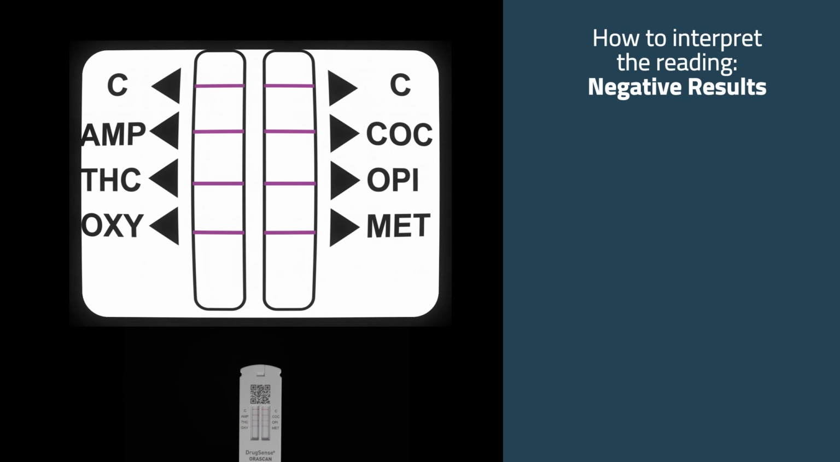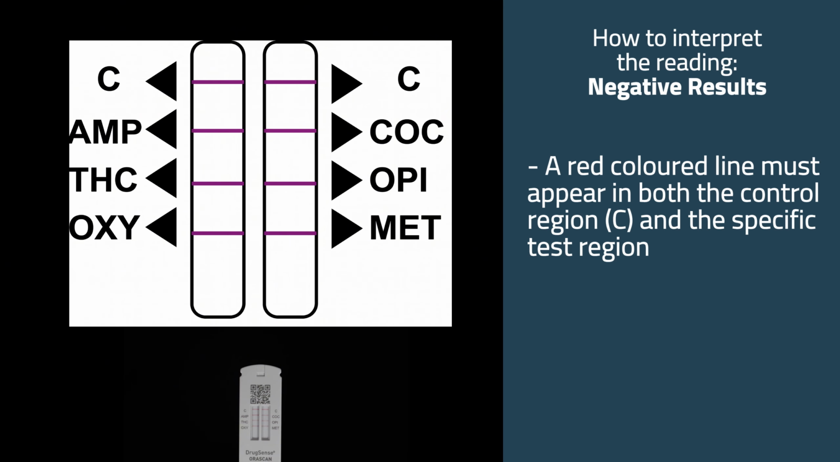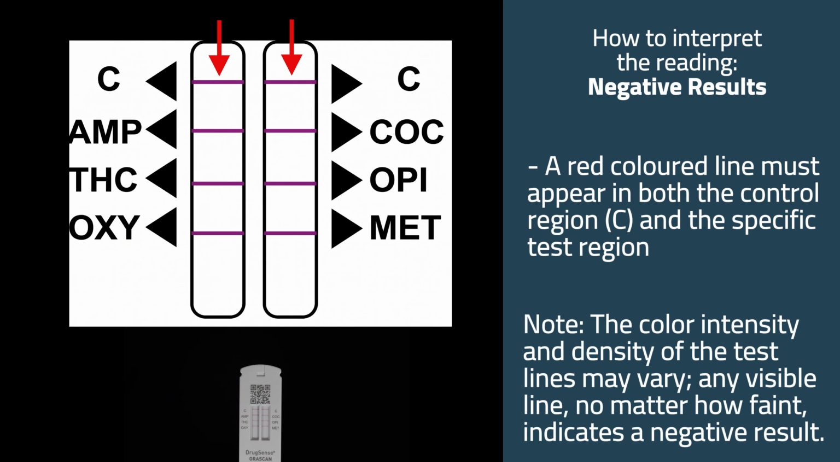How to interpret the reading of negative results. A red-colored line must appear in both the control region and the specific test region. Please note that the color intensity and density of the test lines may vary. Any visible line, no matter how faint, indicates a negative result.